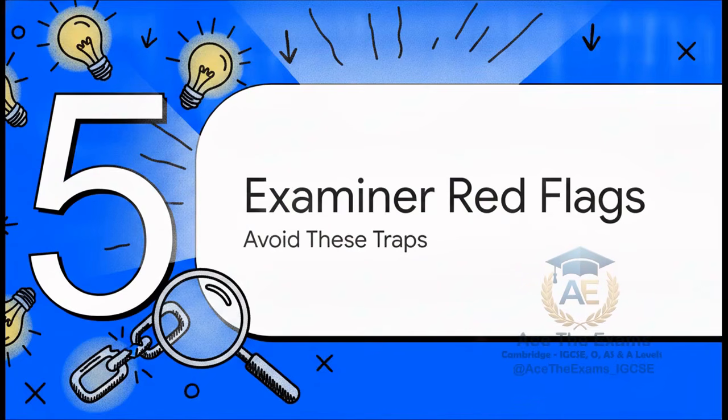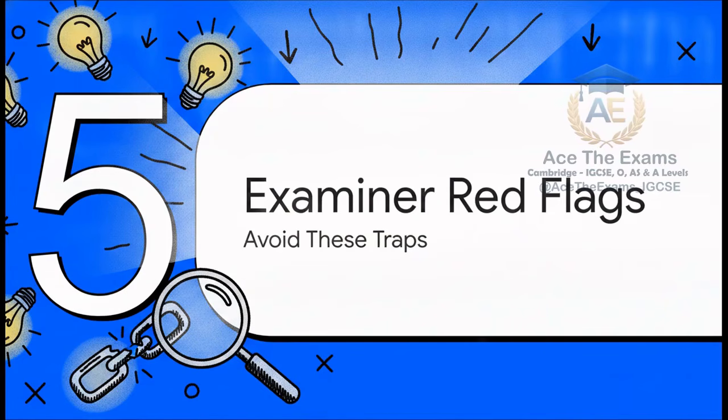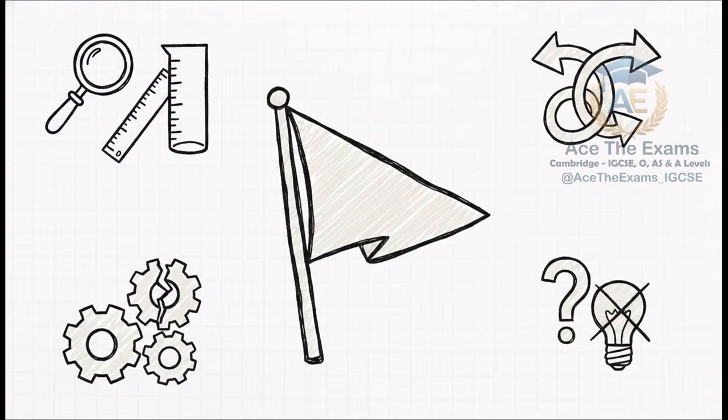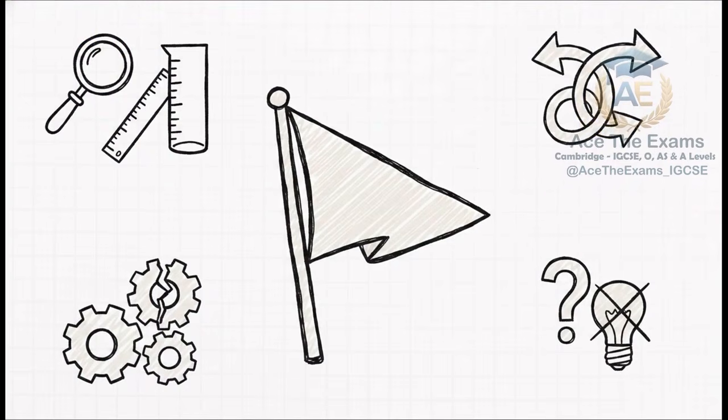All right, Section 5, Top Examiner Red Flags. We've talked a lot about what to do, but now we really need to look at the exact traps that are costing students their A-star grades. These are the top examiner red flags. Avoiding them could literally save your grade.